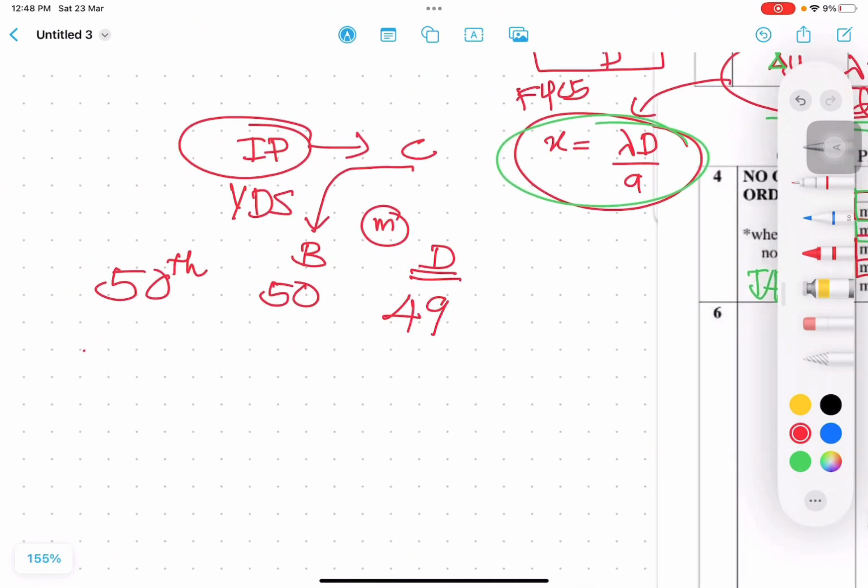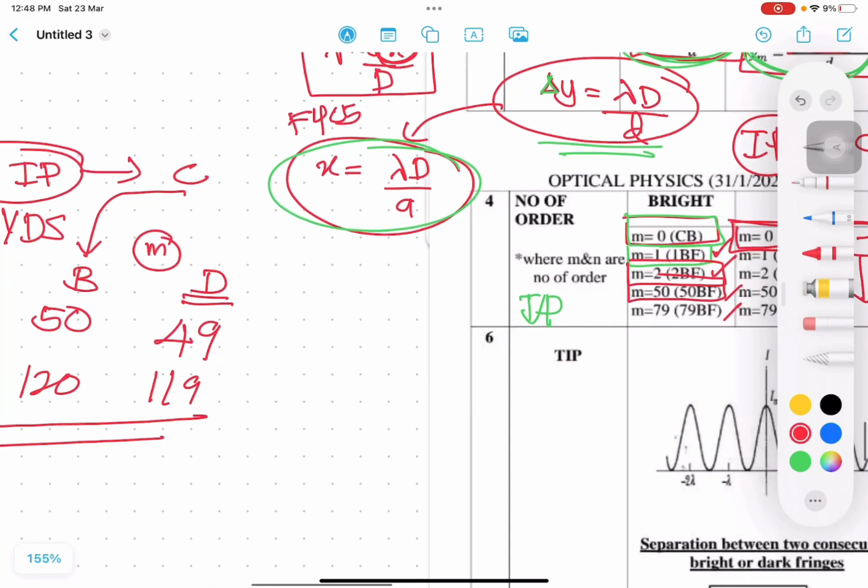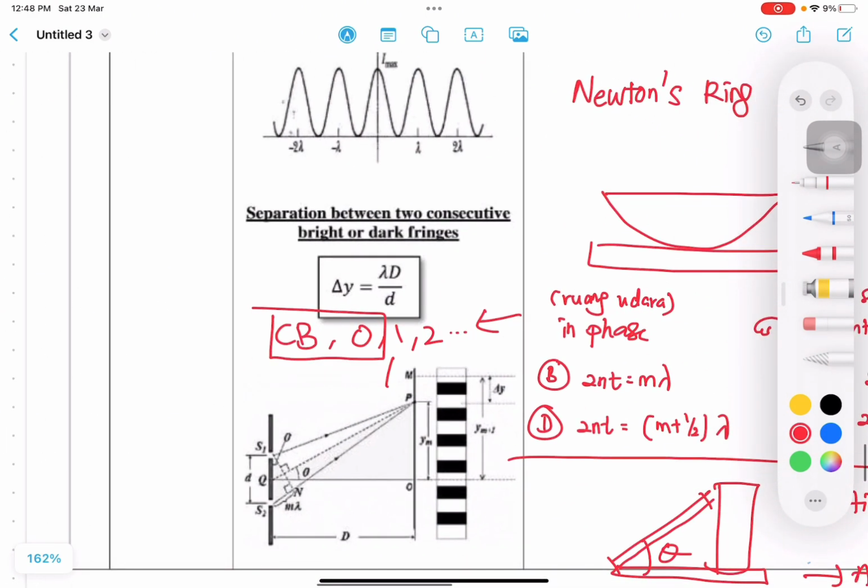How about if we have 120? It's just the same. For bright, just take it. And for the dark, we minus 1. Alright, that's it for Young's double slit. This is just the same.